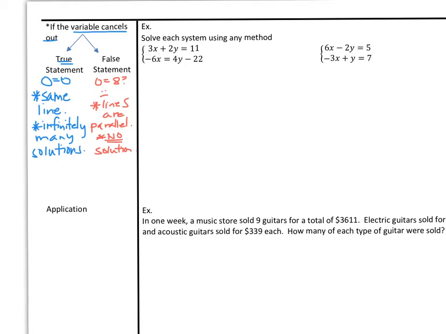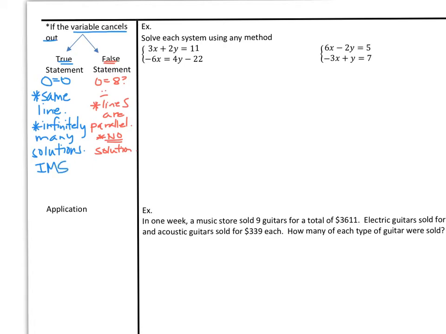If you solve a system and the variables all cancel out, you're either going to have a true or a false statement. A statement is true if the variables cancel out and everything cancels out, so you end up with 0 equals 0. What that means is you have the equation for the same line in two different versions. Your solution then is called infinitely many solutions, or you can abbreviate it as IMS for infinitely many solutions.